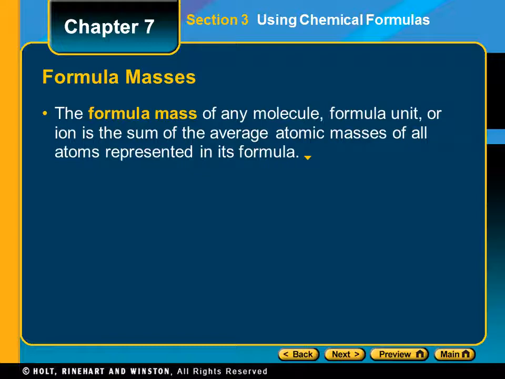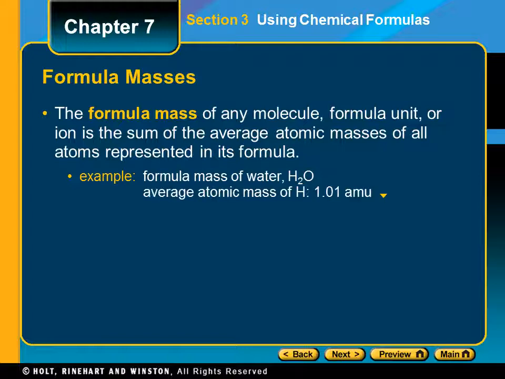The formula mass of any molecule, formula unit, or ion is the sum of the average atomic masses of all atoms present in its formula. So let's look at that in terms of the formula mass of water, which is H2O. The average atomic mass of hydrogen is 1.01 AMU. The average atomic mass of oxygen is 16.00 AMU.